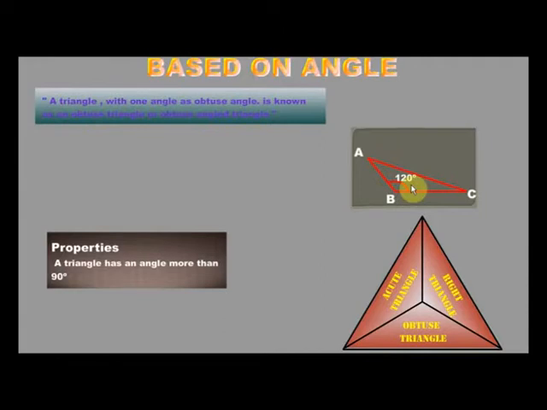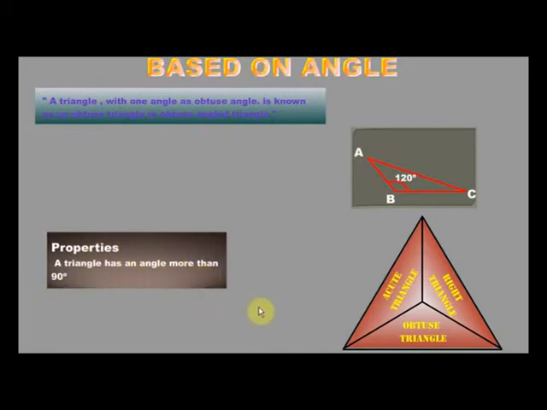So for any triangle to be an obtuse angle triangle, one of its angles must be obtuse, that is, one of its angles must be greater than 90 degrees. So an obtuse angle triangle is a triangle which has an angle more than 90 degrees.